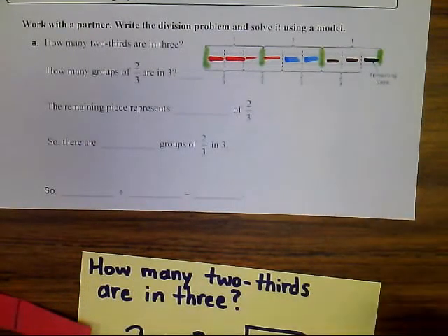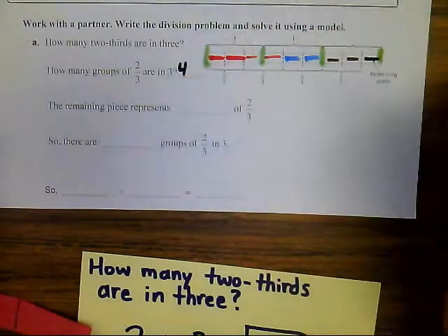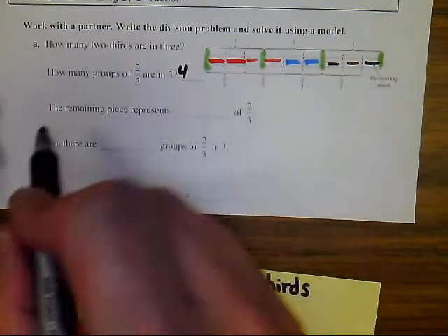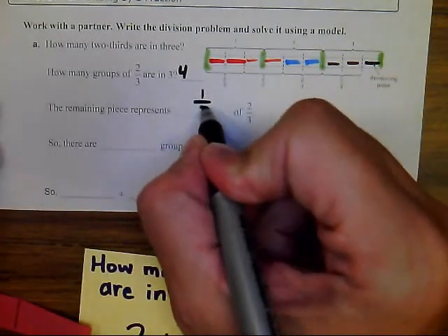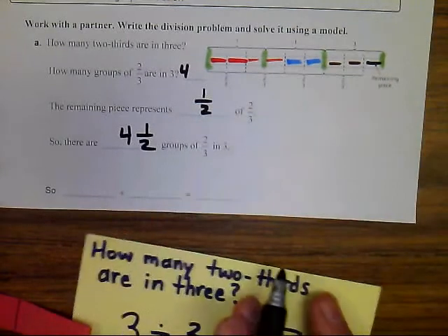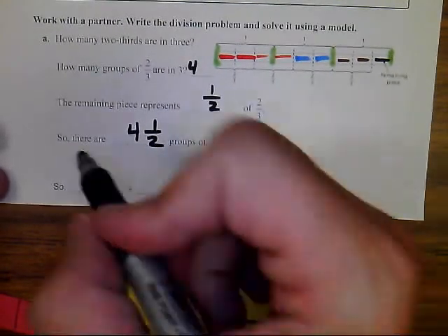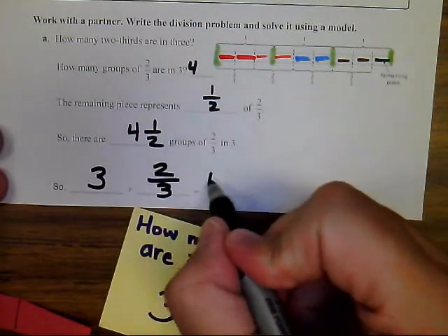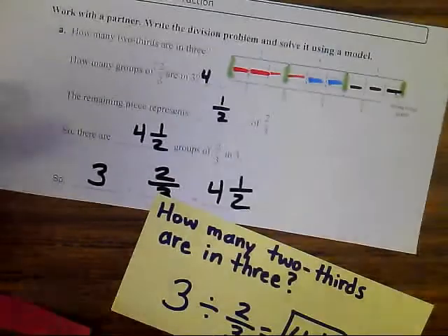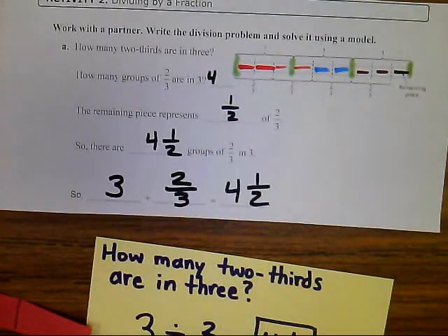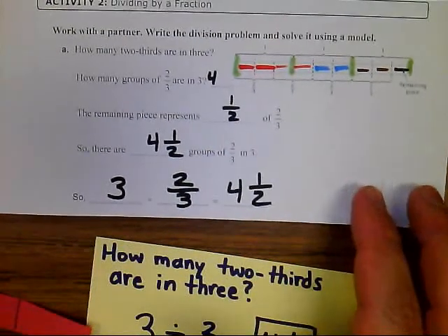So the answer, again, is 4 and 1/2. There are 4 groups of 2/3, and then of course that remaining piece represents 1/2 of 2/3. So there are 4 and 1/2 groups of 2/3 in 3. What we've learned is that 3 divided by 2/3 equals 4 and 1/2. Now you're going to do that on your own worksheet to demonstrate that you've got that in your notes.